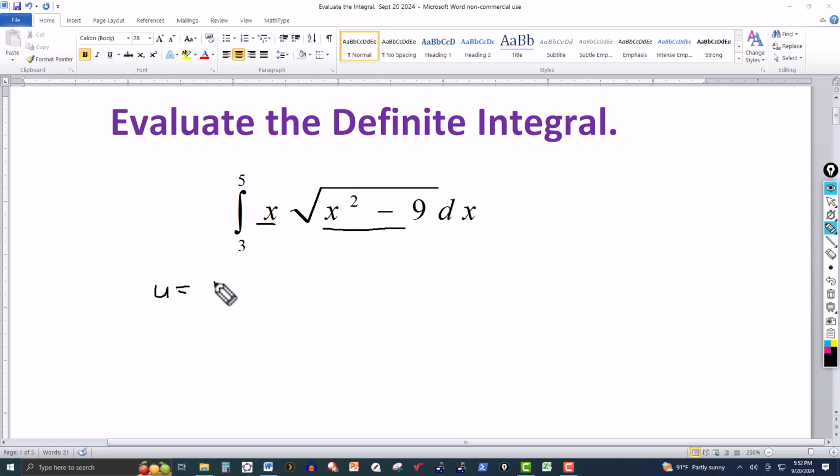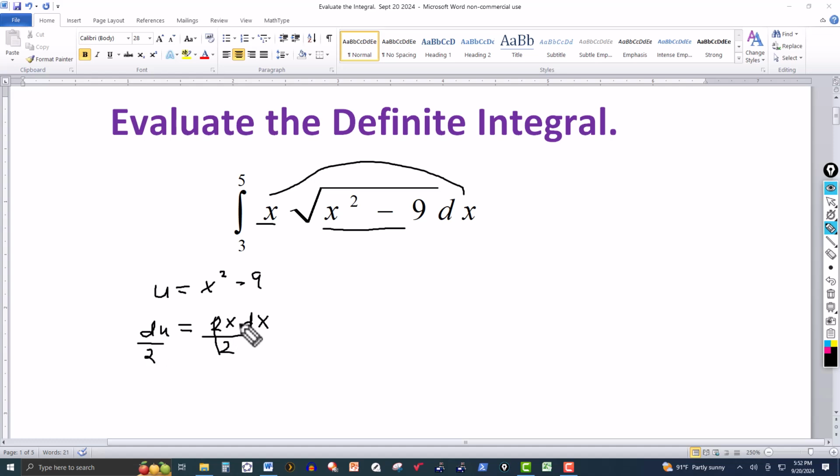Let u equal x squared minus 9. Then du would equal the derivative of x squared minus 9, which is 2x, times dx. To transform this integral into one involving u, x squared minus 9 is my u right here. And then putting the x and the dx together, divide by 2, x dx can be replaced by du over 2.